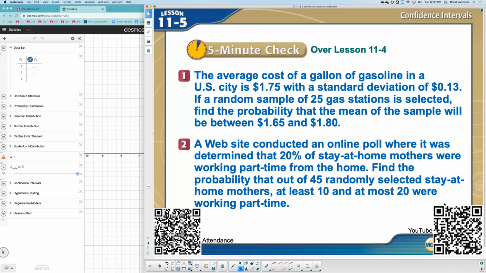Welcome. We're taking a look at lesson 11.5, which is confidence intervals. But before we do that, let's review two problems over the central limit theorem.